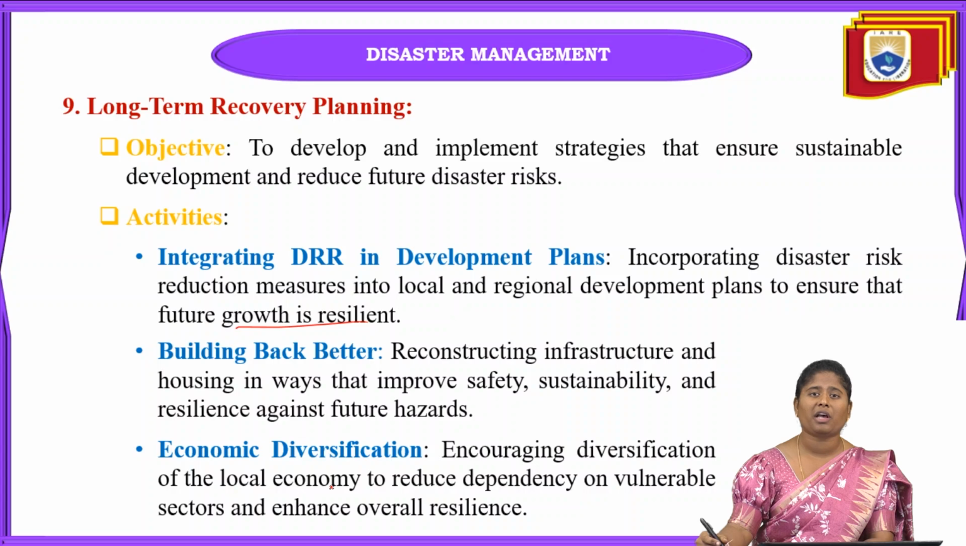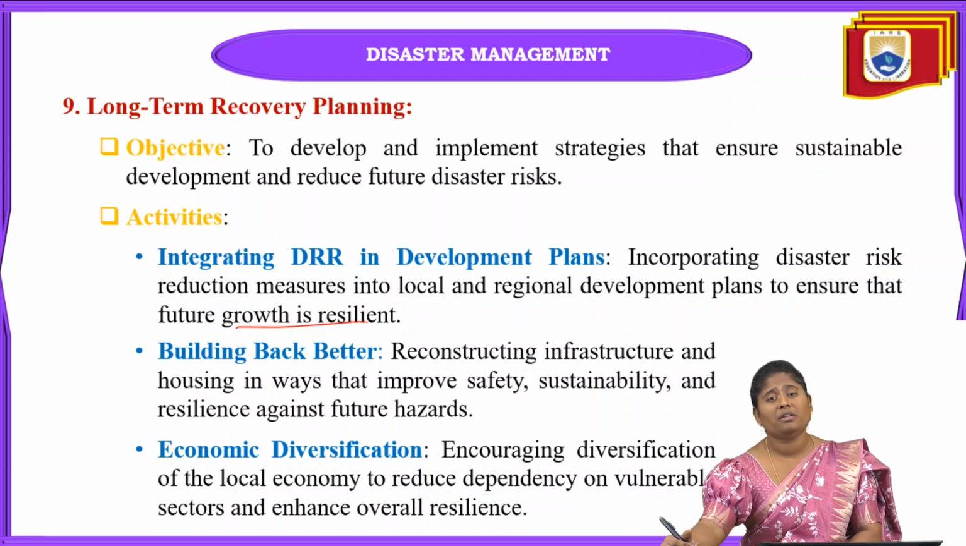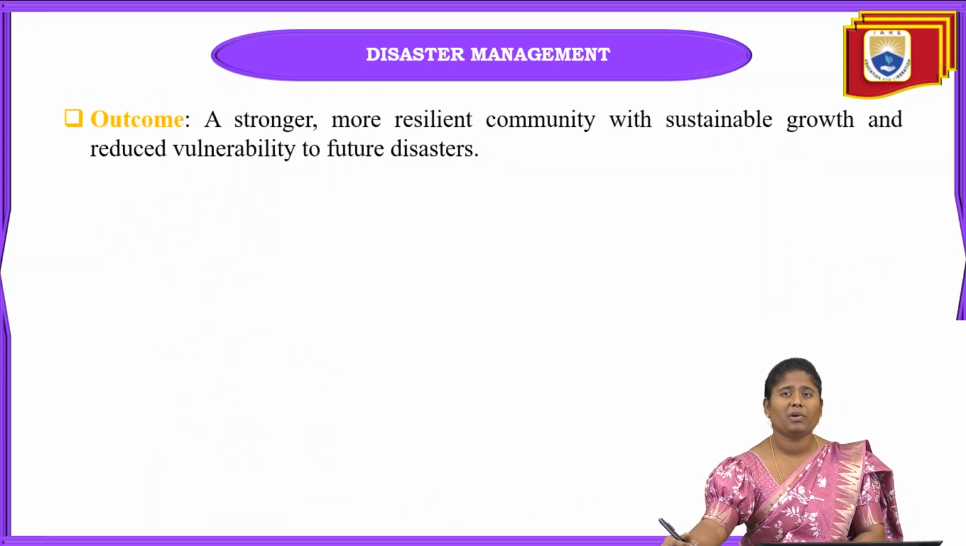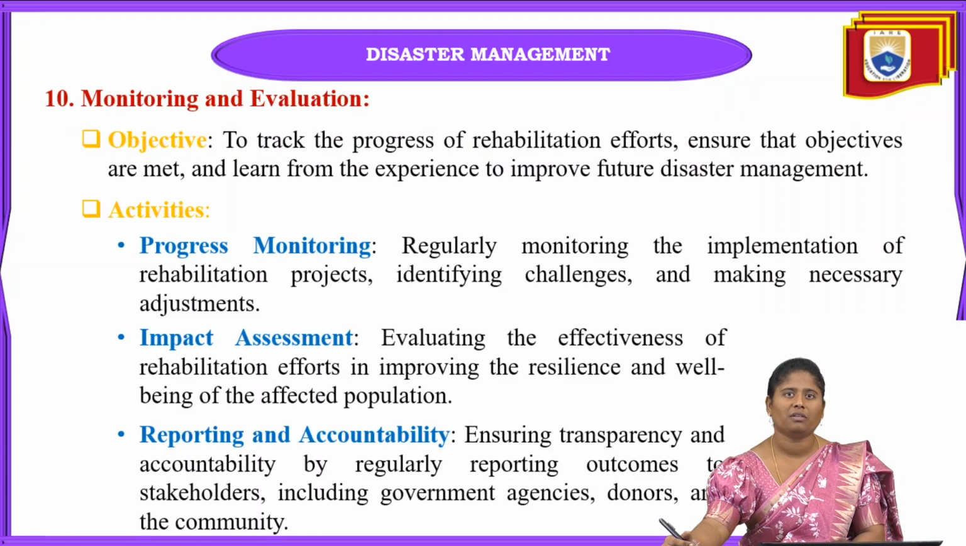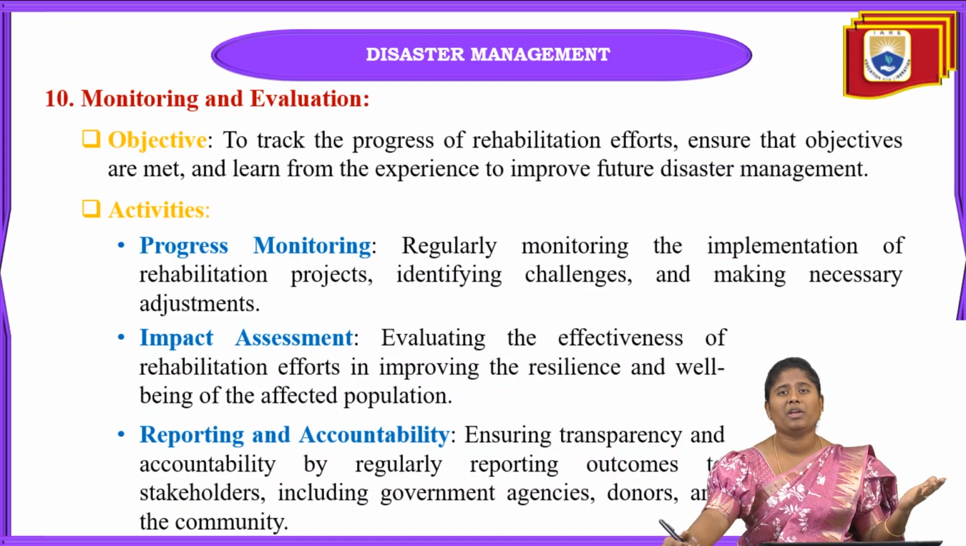Next one is economic diversification. Here we have to reduce the dependency on vulnerable sectors and enhance the overall resilience also. The outcome will be that, by doing this, the community will see sustainable growth and reduced vulnerability to future hazards or disasters. Next one is monitoring and evaluation. We have to monitor and ensure that objectives are met, and from previous experiences we have to improve future houses and infrastructure.